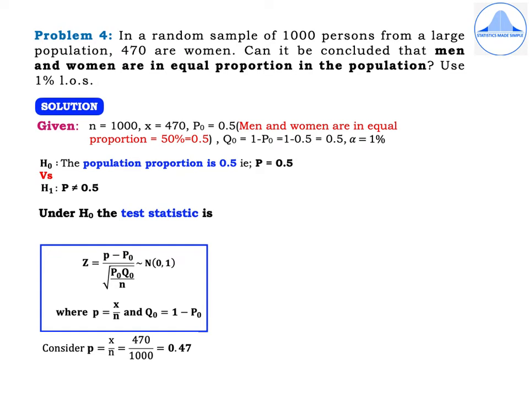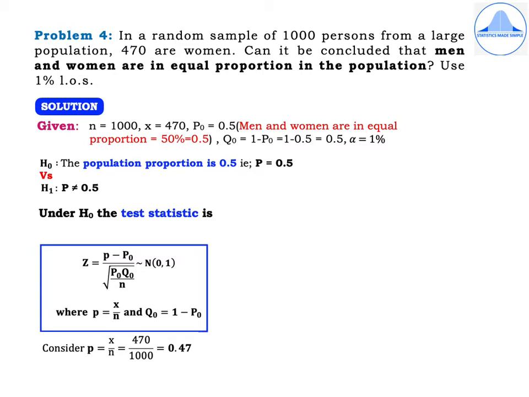Problem 4. In a random sample of 1000 persons from a large population, 470 are women. Can it be concluded that men and women are in equal proportion in the population? Use 1% level of significance. This problem is similar to the previous one. Again, the words like mean, average, standard deviation, variance are not used, and you have only one large population, and from that large population a random sample is chosen. So it will be test for single proportion.